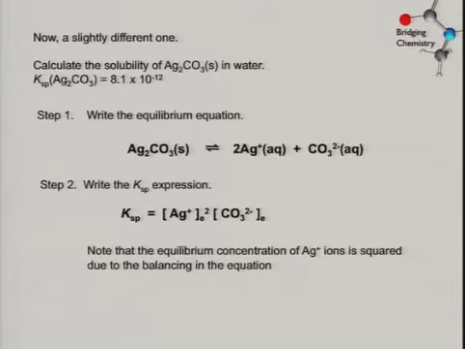So if it's 3, you cube it? If it's 3, you cube it. If it's 4, you take it to the power of 4. You won't see a 4, and you won't really see a 3 either. I mean, you can. There are some compounds where that would be the case, but you're not going to see them.